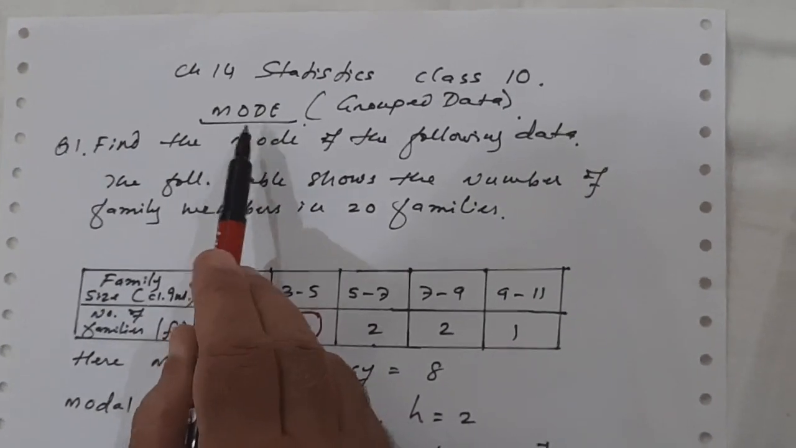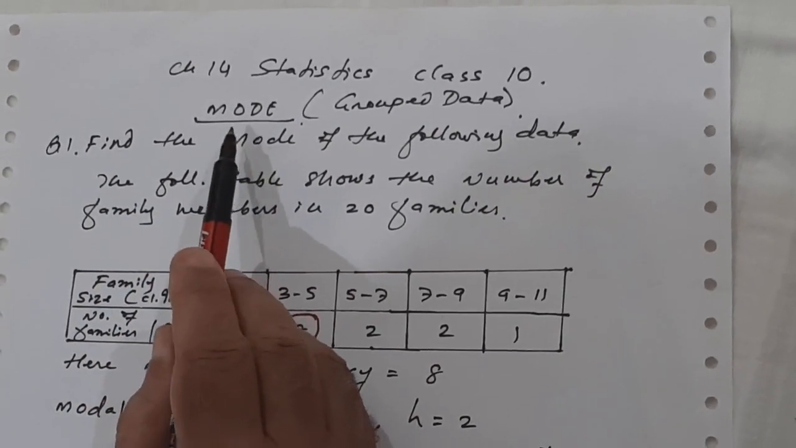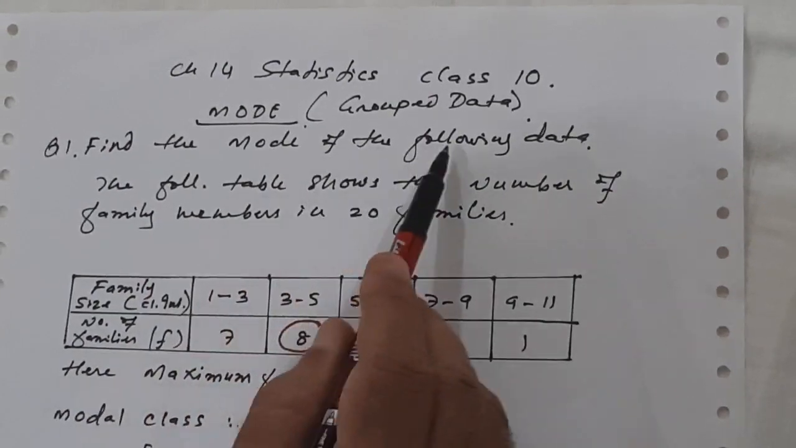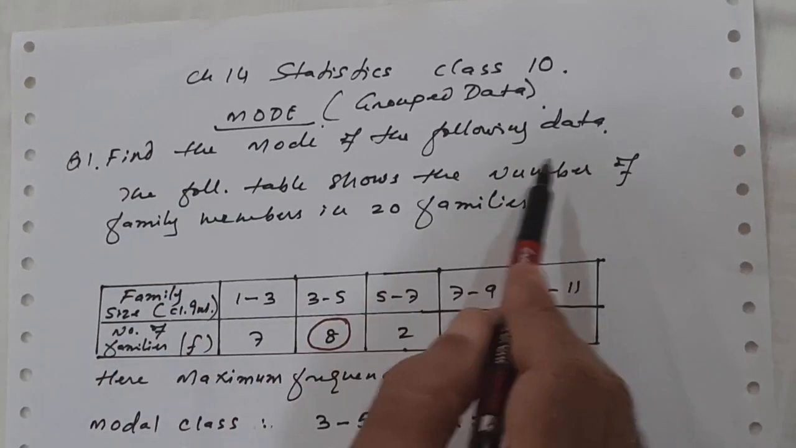You must have done exercise 14.1. Let us now find the second measure of central tendency, that is mode. I have collected the question from your textbook exercise only. Find the mode of the following data.